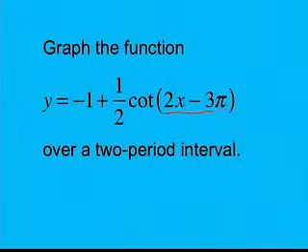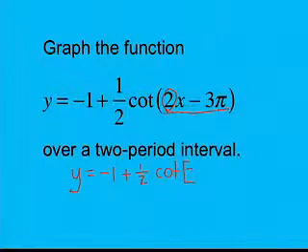In order for us to be able to figure out the period and phase shift, we need to factor this 2 from here. So my equation would become y equals -1 plus 1/2 of cotangent, and then what I would use is brackets, factoring out the 2, parentheses x minus 3 pi over 2. Close the parentheses, close the brackets.